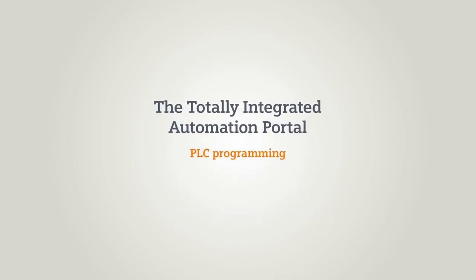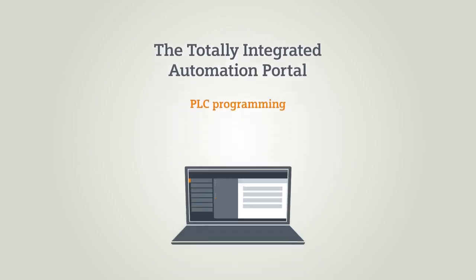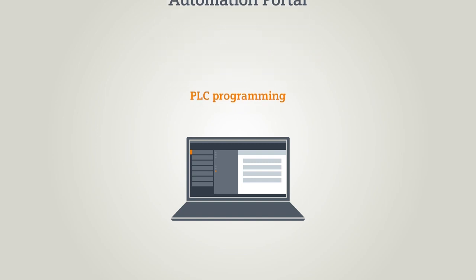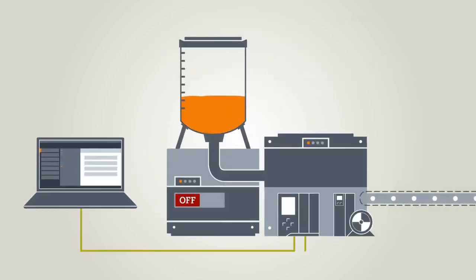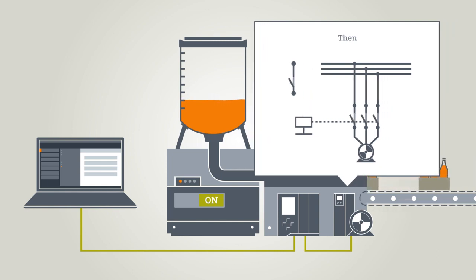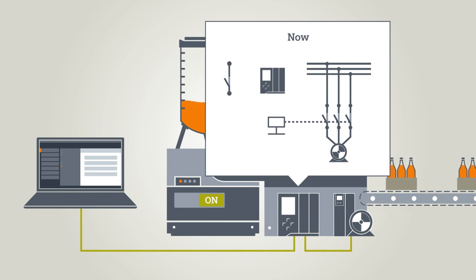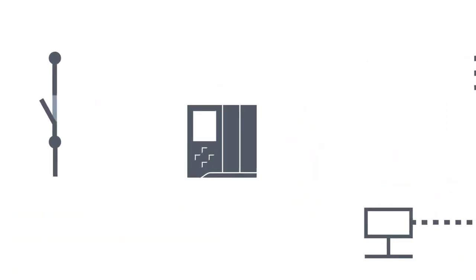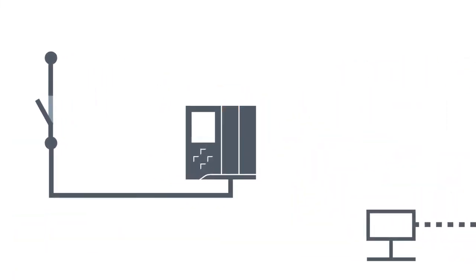In this chapter you will learn how to create and test a user program with the TIA portal. Belt systems are activated by a switch. In the past, the on switch would be connected to a contactor and the motor was switched on directly. Nowadays, plants are automated using controllers, with the switch being connected to an input module of the controller.